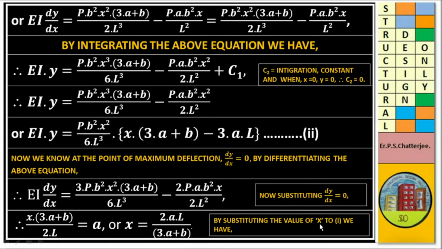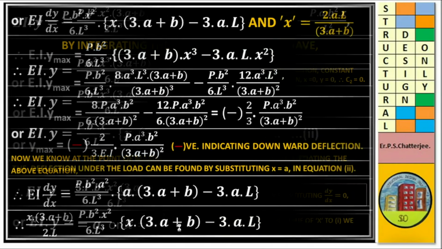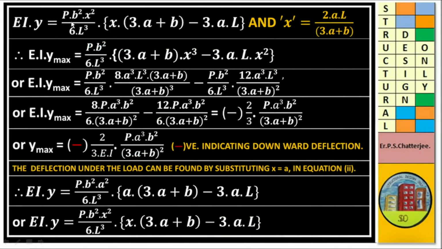By substituting the value of x into equation number 2, we have EIy is equal to PB square into x square by 6L cube into x into 3 into A plus B minus 3 into A into L, and x is equal to 2AL by 3A plus B. Then EIy max, that is at C, is P into B square by 6L cube into 3A plus B into x cube minus 3A into L into x square.